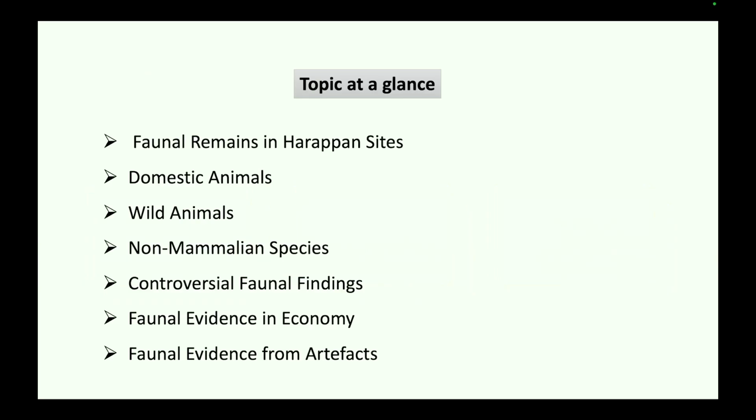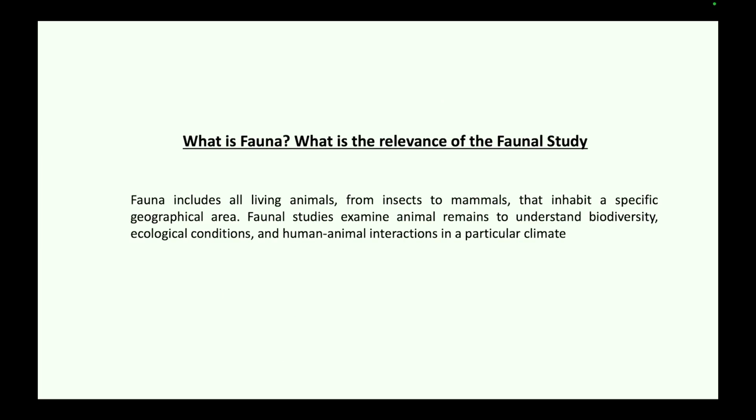In this lecture, the topics we are going to discuss are faunal remains in Harappan sites, domestic animals, wild animals, non-mammalian species, controversial faunal findings from the Harappan civilization, faunal evidence in economy, and faunal evidence from different artifacts. First of all, what is fauna, and what is the relevance of faunal study?